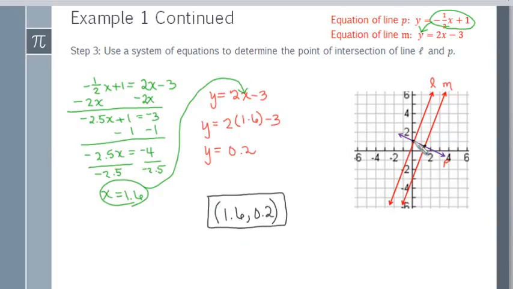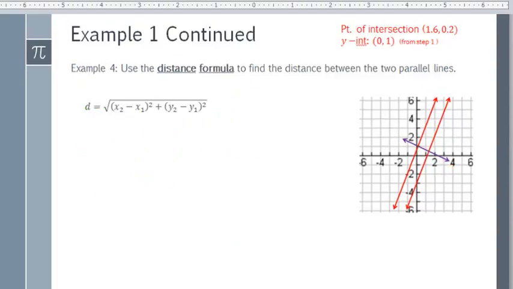Now I have 2 points, one on line M, one on line L, and they are both on the perpendicular line that intersects both parallel lines. And now I can find the distance between those 2 points. Remember, if we have 2 points, then we can use the distance formula to find the distance between the two. Here I have our 2 points. I'm going to write them again right here. 1.6 and 0.2.